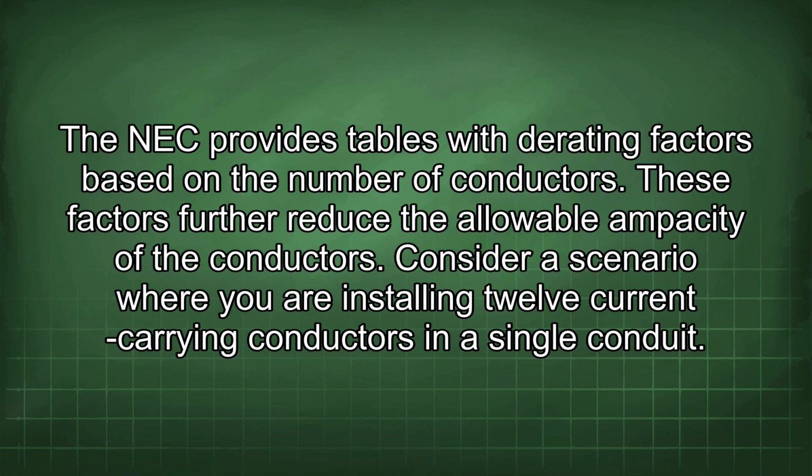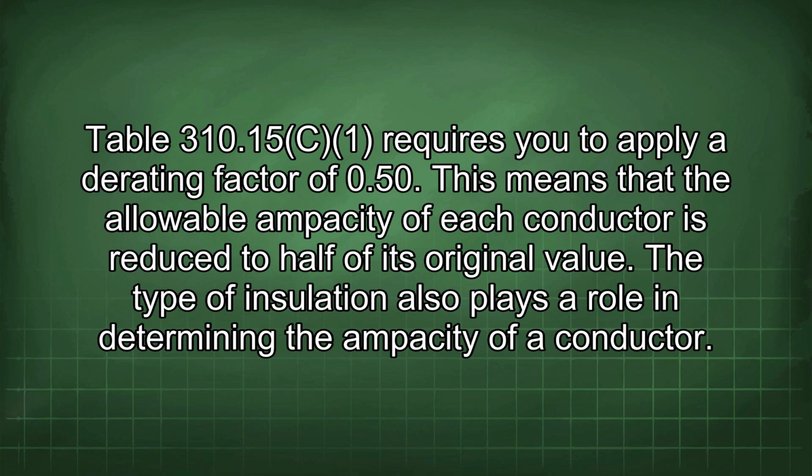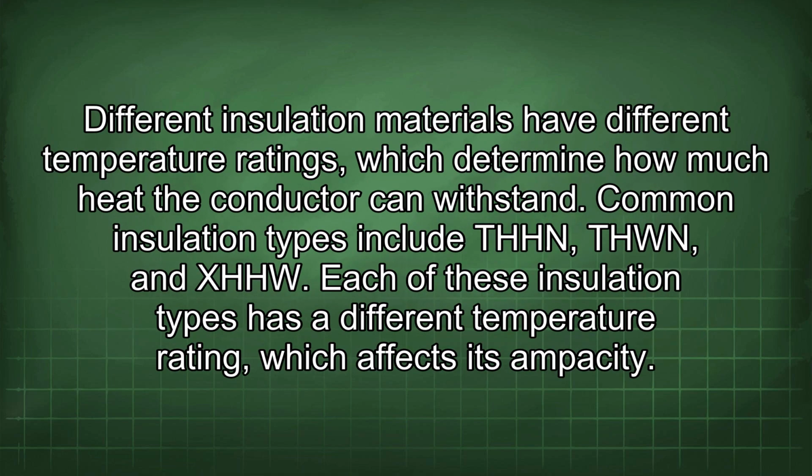Consider a scenario where you are installing 12 current-carrying conductors in a single conduit. Table 310.15 requires you to apply a derating factor of 0.50. This means that the allowable ampacity of each conductor is reduced to half of its original value. The type of insulation also plays a role in determining the ampacity of a conductor. Different insulation materials have different temperature ratings, which determine how much heat the conductor can withstand. Common insulation types include THHN, THWN, and XHHW. Each of these insulation types has a different temperature rating, which affects its ampacity.